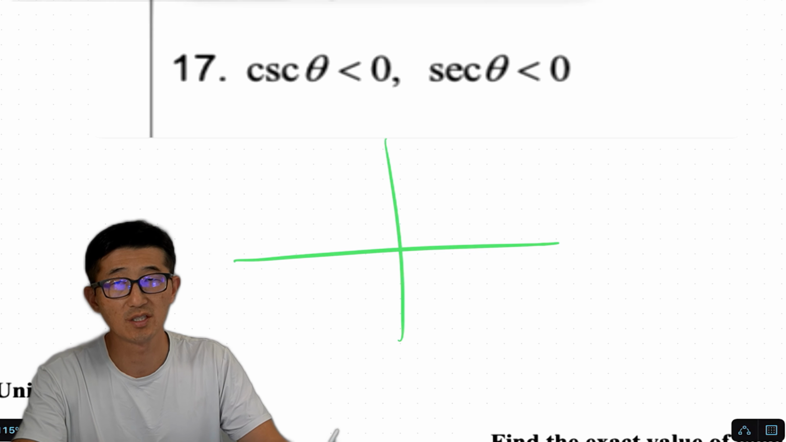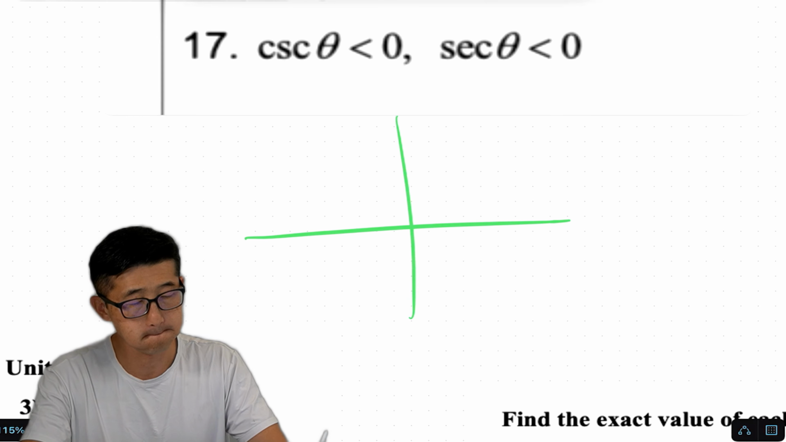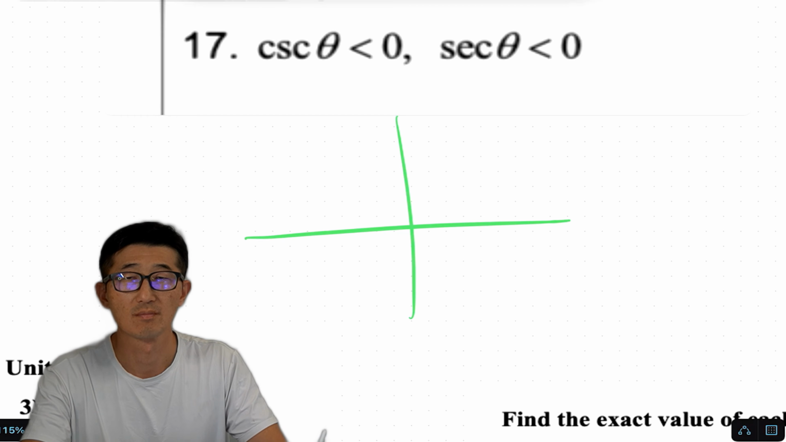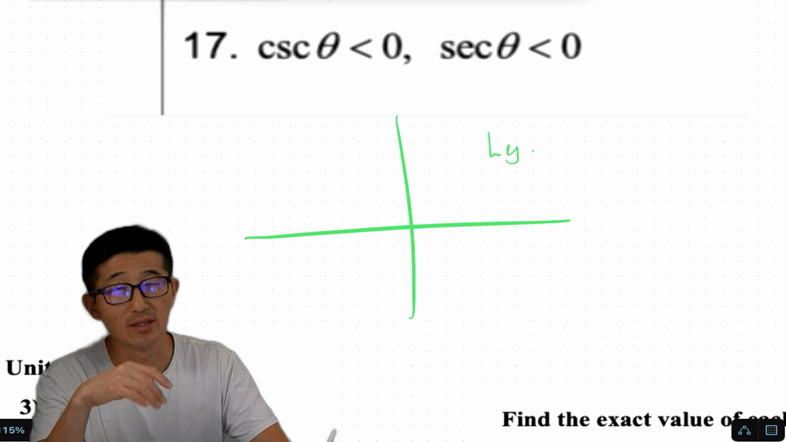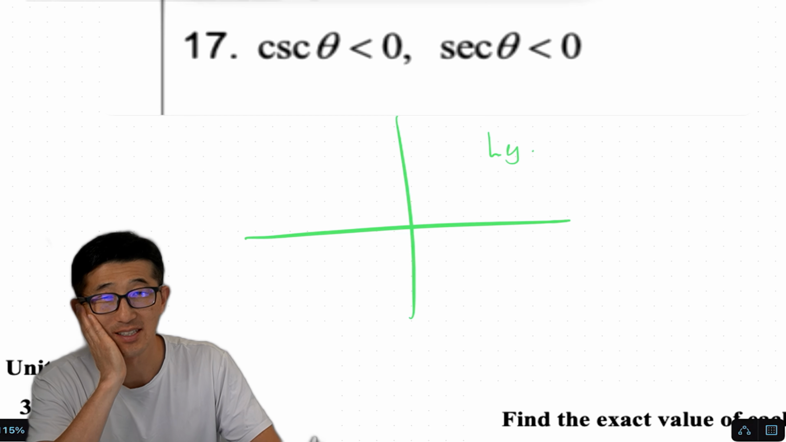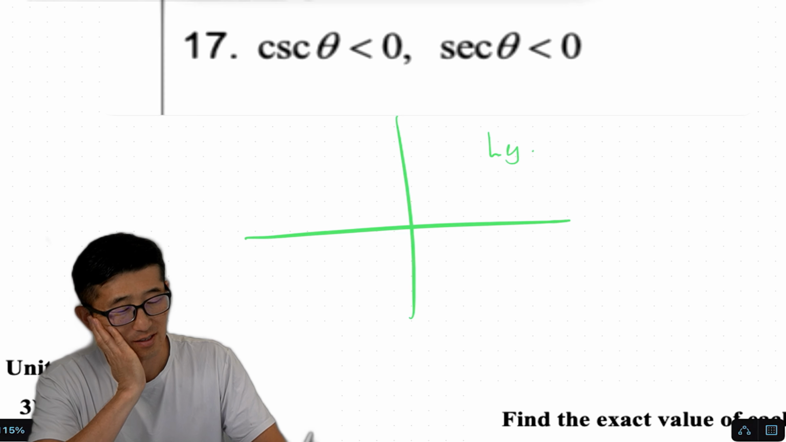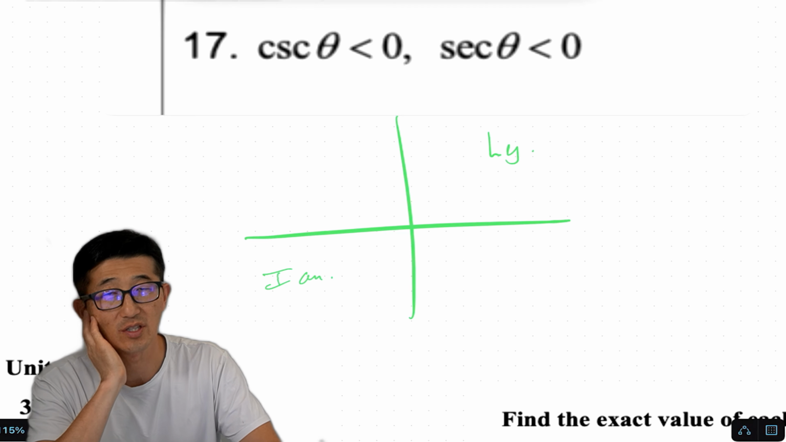All right, what quadrant is number 17 then? Lydia says 1. Ian says both are negatives. Lily, what do you say?